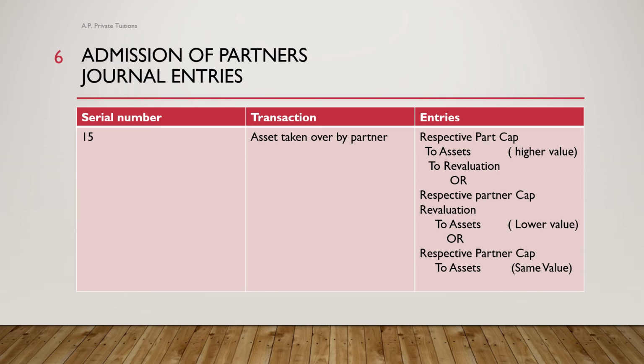So the basic entry, when a partner is taking over an asset, the partner is the receiver: debit the receiver, and the asset goes out. Debit what comes in, credit what goes out. The basic entry is partner's capital to assets, and in between you have to adjust for the profit or loss. If the asset value increases, it is a profit. You can see the 15th transaction, first case, revaluation is credit because there is a profit, the asset value increases. 15th entry, second case, the asset is taken at a lower value. If the asset value decreases, it is a loss, so the revaluation account is debited.